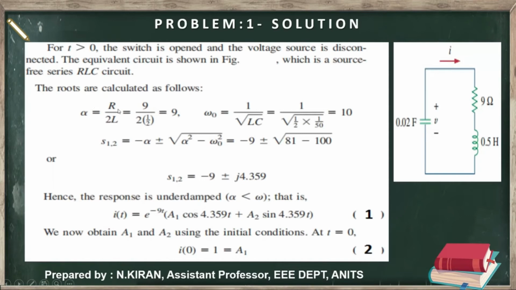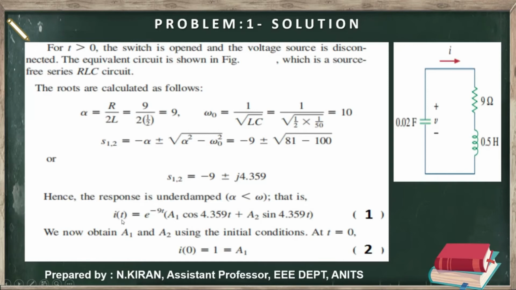We know that alpha is equal to R by 2L. So in this case it is 9, and omega naught is nothing but 1 by root LC. On substitution of values I will get 10. So here, as you can see, alpha is 9 and omega naught is 10, so alpha is less than omega naught. So the roots are complex conjugate, and the response is underdamped.